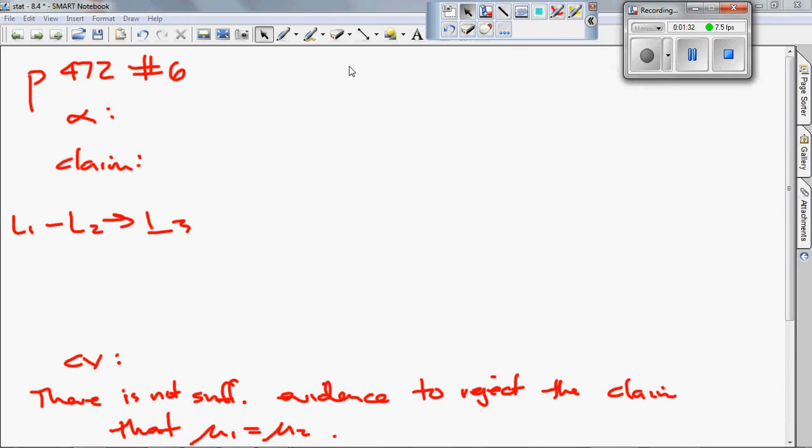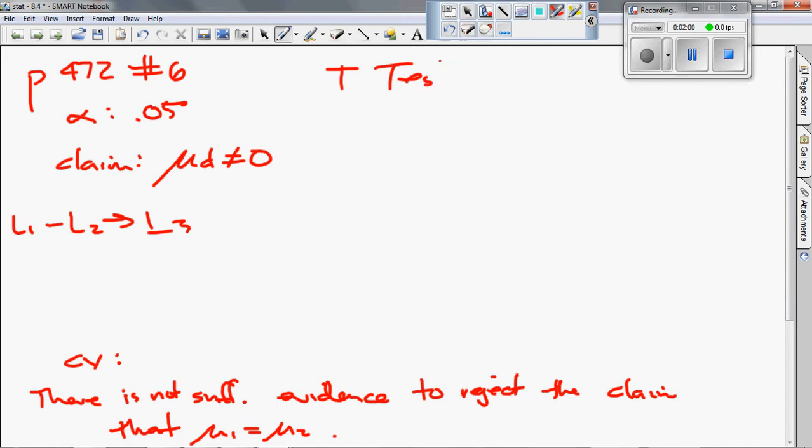So now we want to test the claim that there is a difference between the heights, so that the mean difference is not equal to 0. If there's a difference between the heights, that means the difference is not equal to 0. We're using a 0.05 significance level, and to test the claim we're going to use the t-test and data. Going to use the data that we've now stored in list 3.